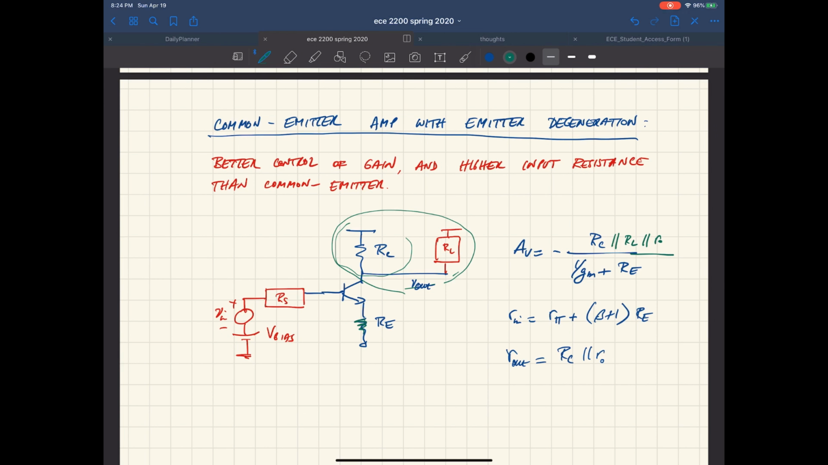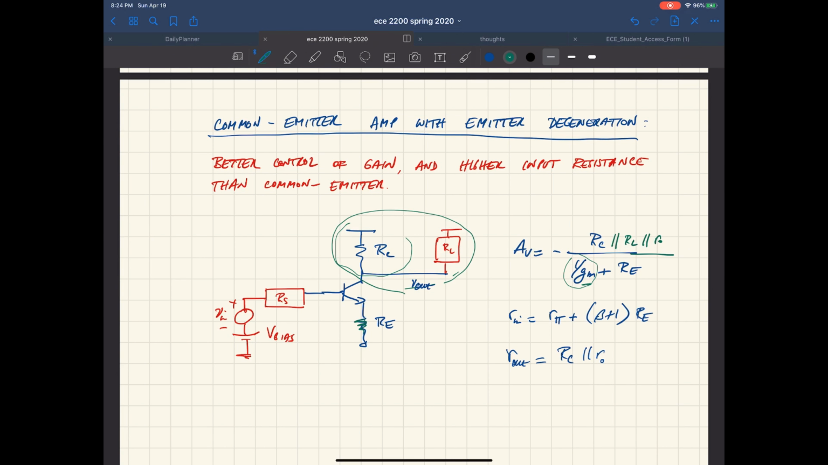So here your gain isn't ever going to be as high as the gain for a common emitter amp, but if you can make the g sub m high enough, if the g sub m is high, this value is low, and basically your gain ends up being your collector resistance over your emitter resistance.